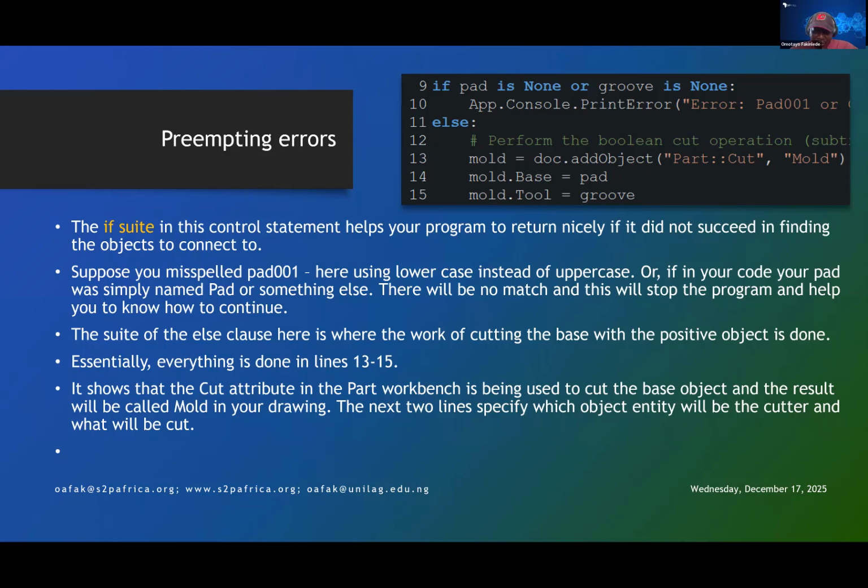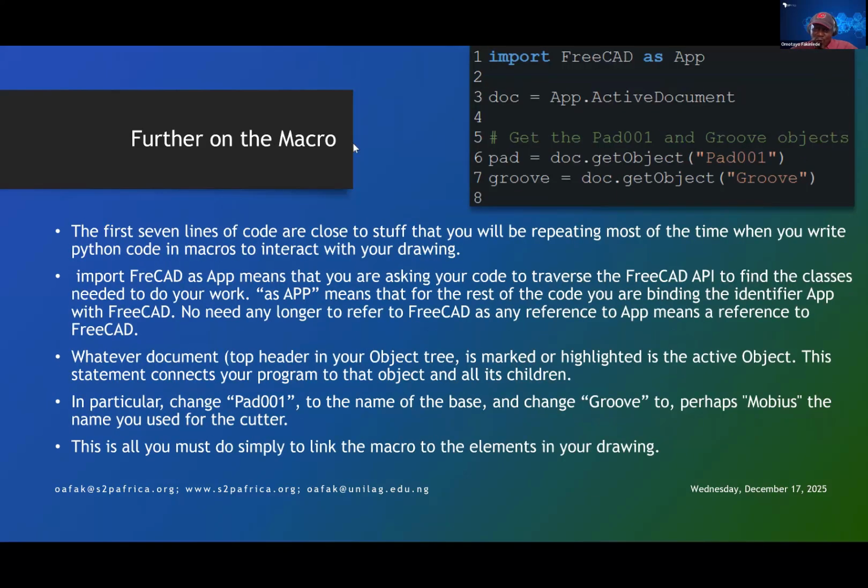When the pad or groove wasn't created. Well, yes, but not completely. Remember, let us look at the last statement. In the last statement, we assigned pad to the object pad 001. It is when pad 001 does not exist that pad will be none. Because here, pad is just an identifier that is linked to pad 001 in the GUI. So if pad 001 has not been created, pad will be none.